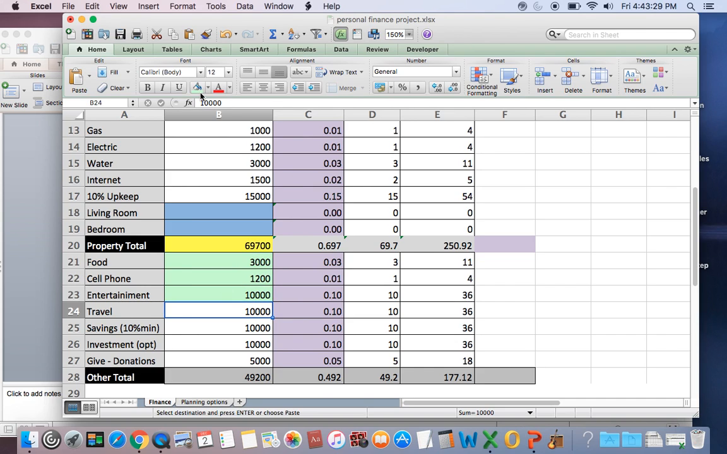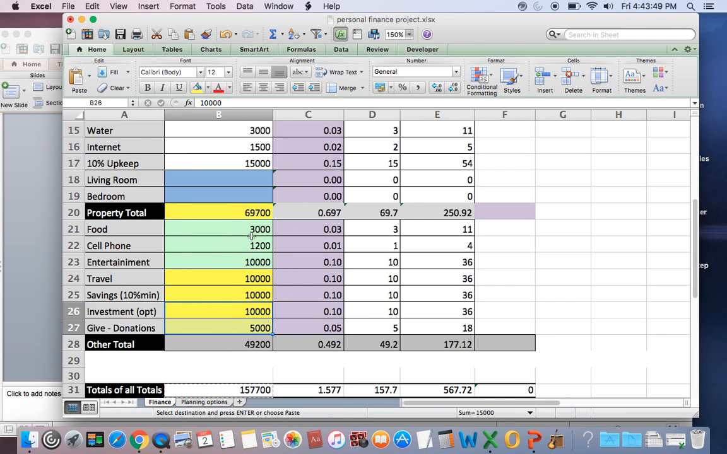I want your travel to be its own line. If you've added savings, everyone should have 10%. If you've added the investment and the give, because on your first circle graph you had a lot of money unaccounted for, I want those to be independent lines. Okay, so these three green, food, cell phone, entertainment, those are going to end up as your other. I want travel, savings, investment, and give to be their own line.